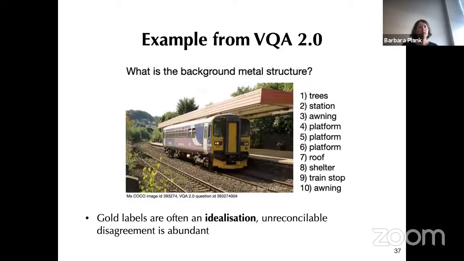So here's yet another example from a visual question answering dataset. This is a picture from MS Coco, and the question is: what is the background metal structure? If you look at the answers from 10 annotators, a lot of them say platform, but there are also others that say station, roof, shelter, right? So what is correct in this example? Often these gold labels are a bit of an idealization, and we have this disagreement which is not easily reconcilable.